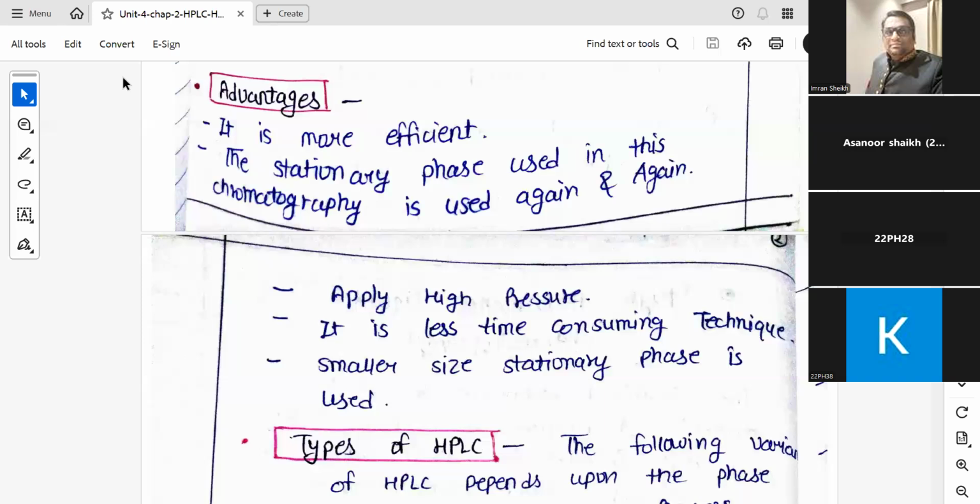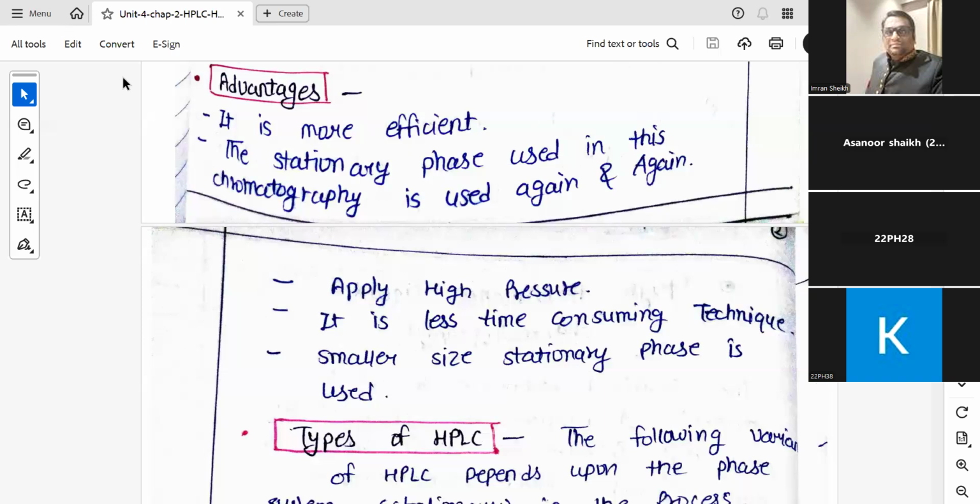Okay. Now what are the advantages of HPLC? It is a highly efficient technique. The stationary phase used can be used again and again, unlike other techniques where you have to change the stationary phase. The only thing you have to keep in mind is that after one run in the HPLC, you have to do the purging. Now, what is purging? Purging is the washing of the whole system of the HPLC.